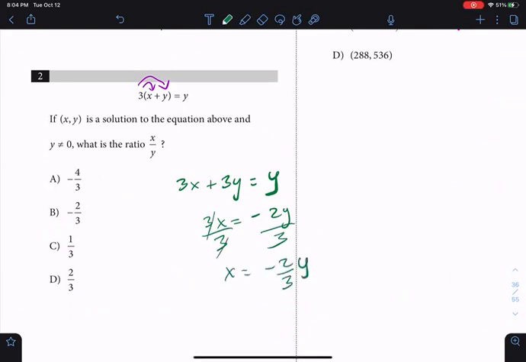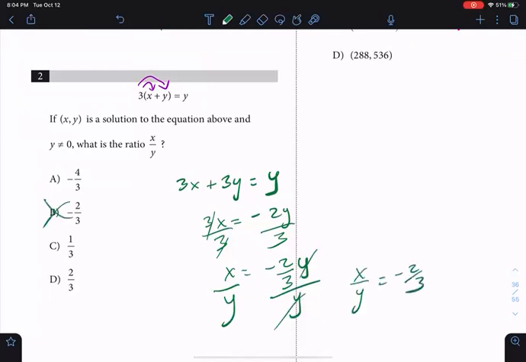And you need to solve for... I'm sorry, you need to solve for x over y. So you can divide that, and you get x over y equals negative 2/3. So this is the answer, right?